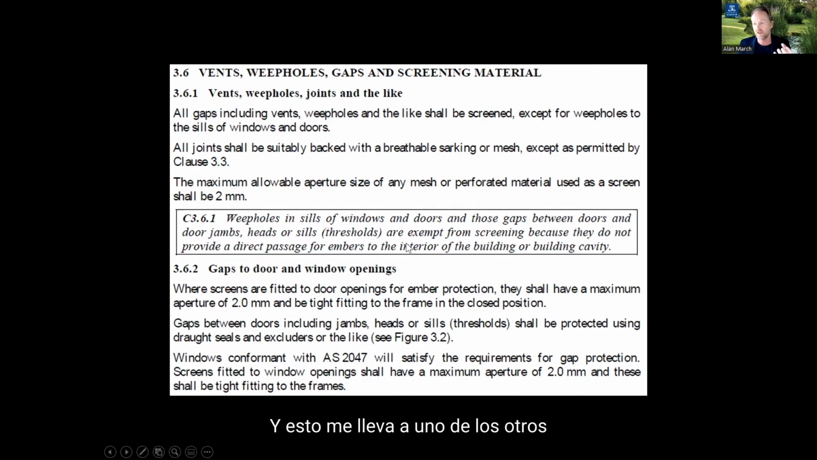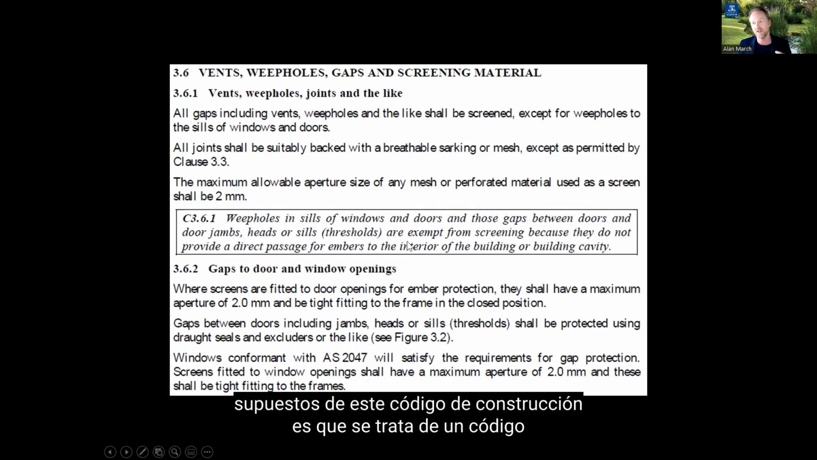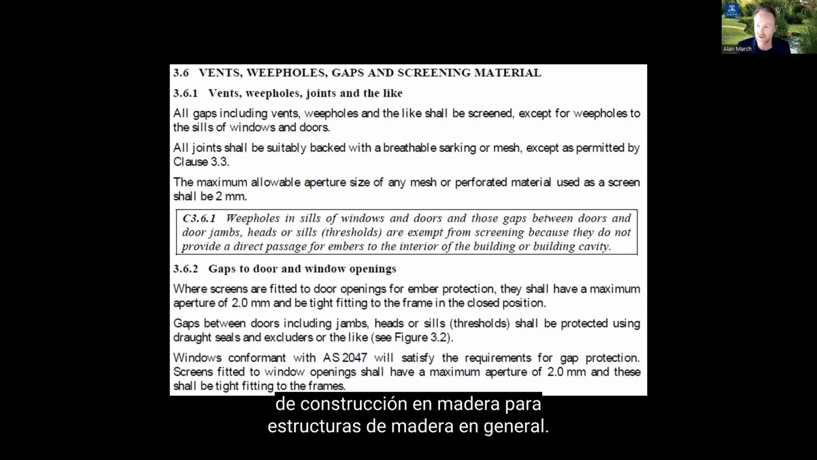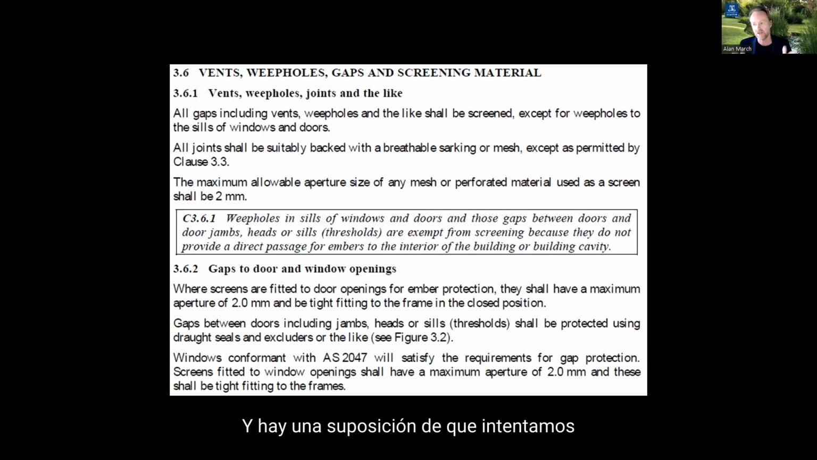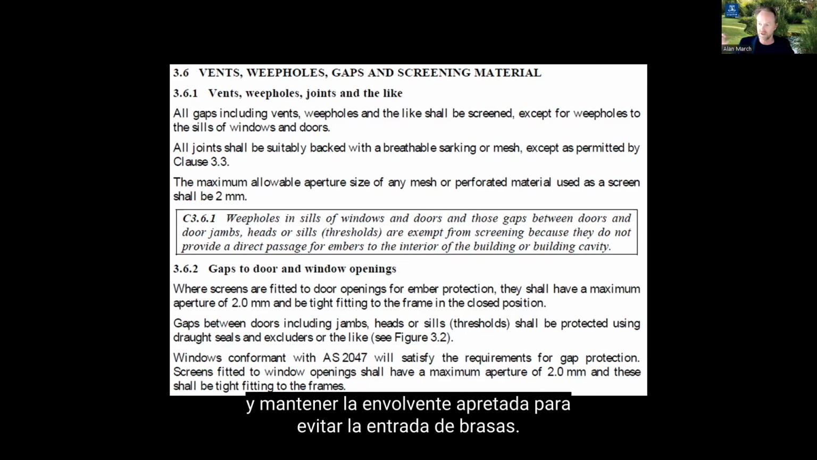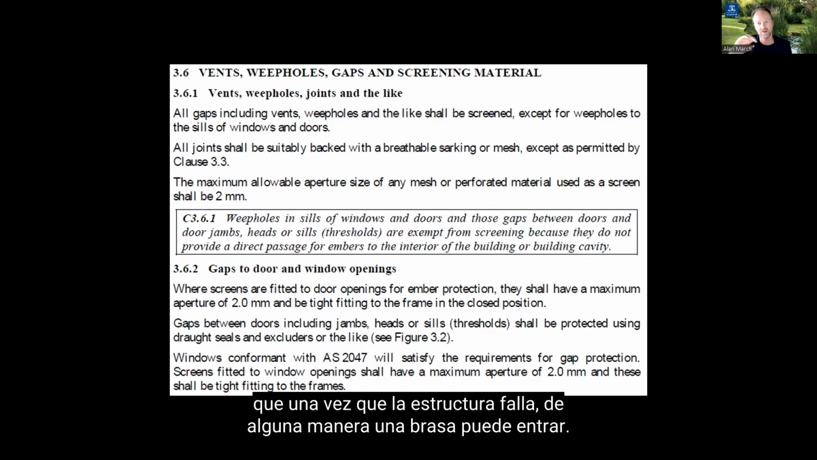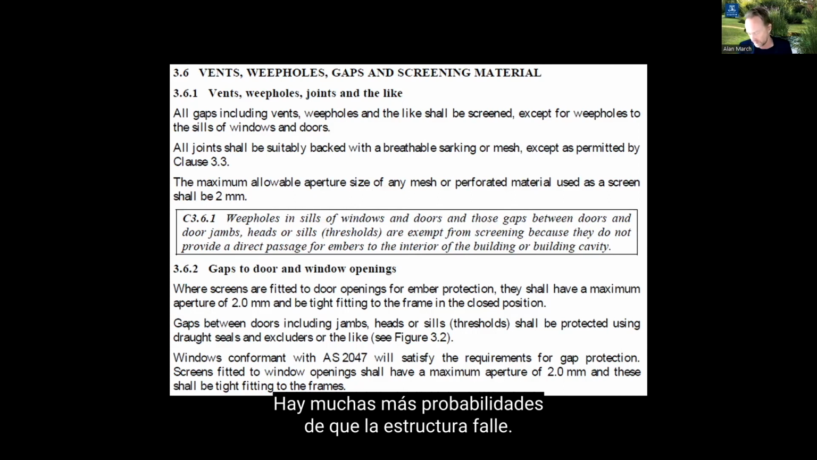And this leads me to one of the other assumptions of this building code, that this is a timber construction code for wooden frame structures on the whole. And there's an assumption that we try and keep the envelope tight to prevent the entry of embers. And I guess that assumption is also perhaps a failing, that once the structure fails in some ways and embers can get inside, there's a much greater likelihood of the structure failing. So think a lot of stuff about gaps between structures and avoiding the embers entering the structure.